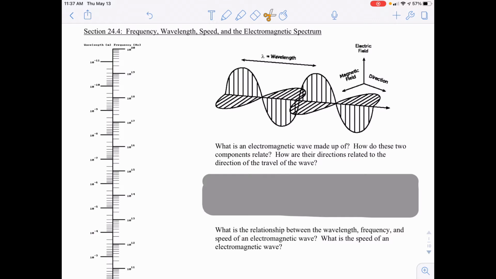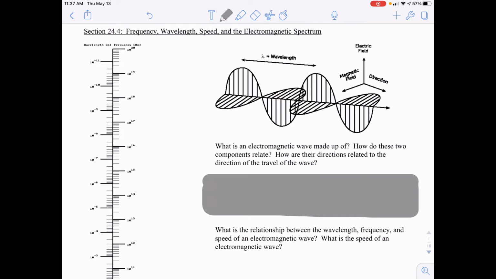In this section, 24.4, Frequency, Wavelength, Speed, and the Electromagnetic Spectrum. What is an electromagnetic wave made of? How do these two components relate? And how are their directions related to the direction of travel of the wave?